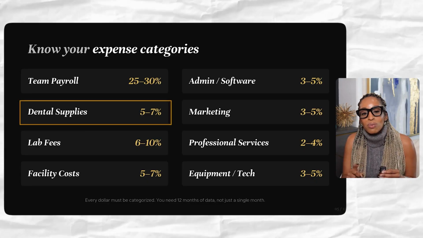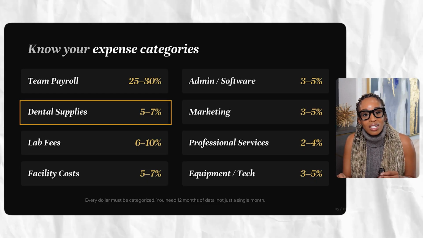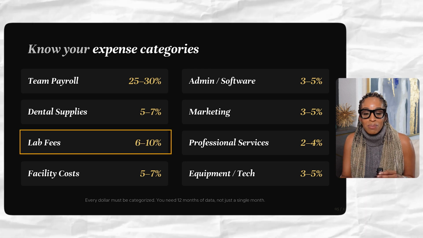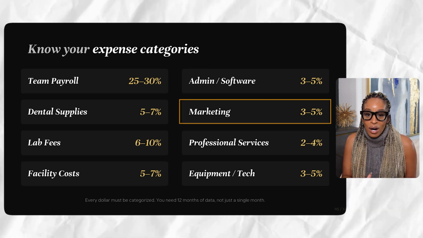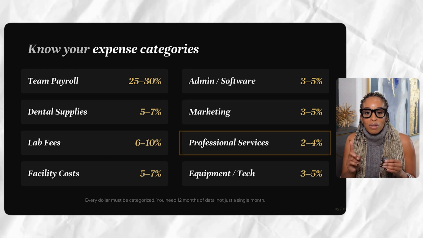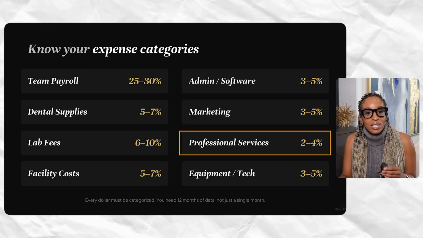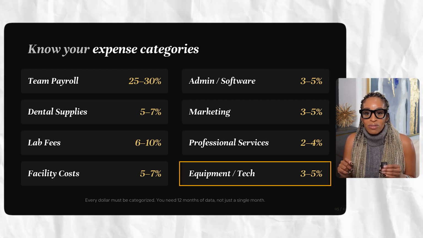Let me give you guys some more math. Your dental supplies should be about 5 to 7%. Your lab fees should be 6 to 10%. Your rent or your mortgage should be about 5 to 7%. Your marketing can be 3 to 5%. Professional services about 2 to 4%. And equipment and technology about 3 to 5%.